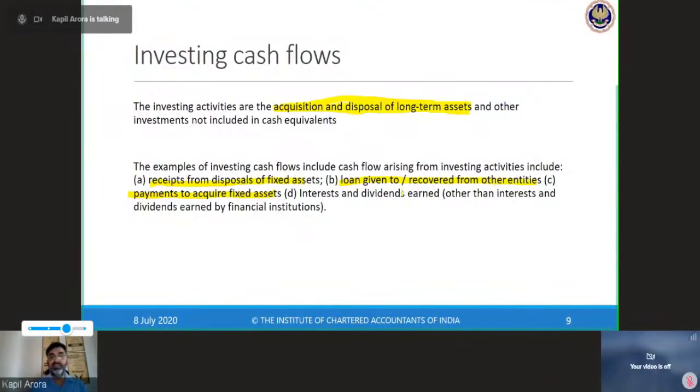Interest and dividend earned will always come under the investing activities only, which is not for financial institutions. I will come to this point because for financial institutions, I have a separate slide. So anything which is related to my non-current asset side, which is the long-term asset side, all these sales, purchases, acquisitions, and any income which I am receiving from there will always fall under cash from investing activities.